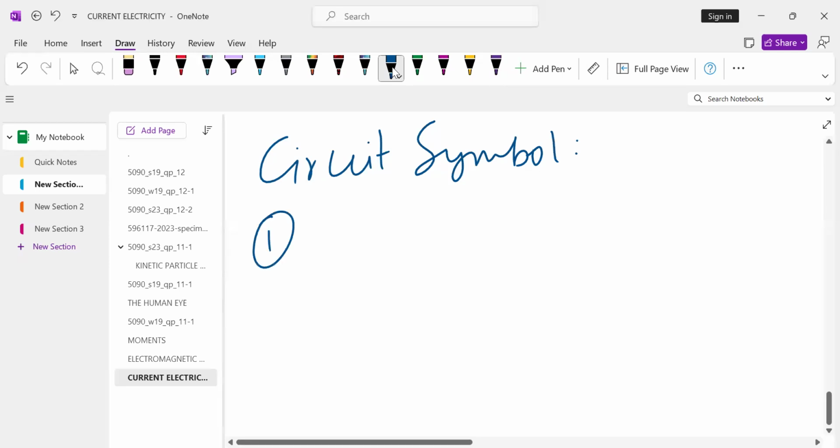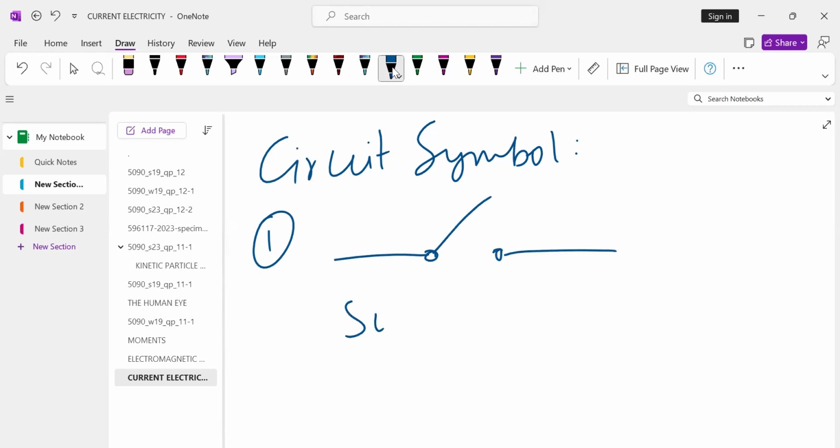The first circuit symbol you need to know is the switch, how the switch is drawn. So this is a switch, or you can say a one-way switch.